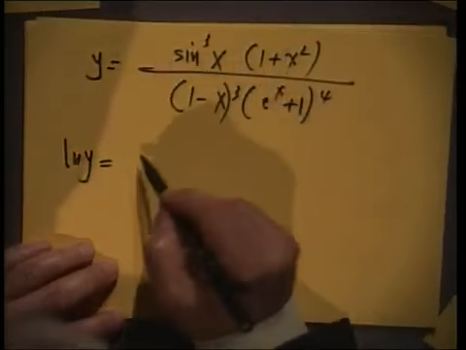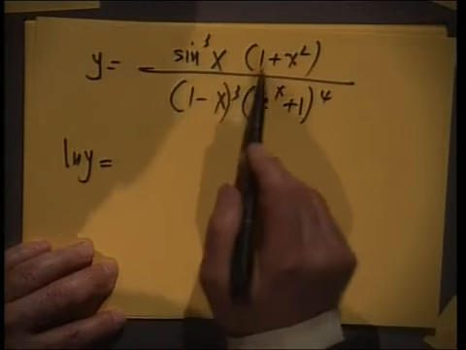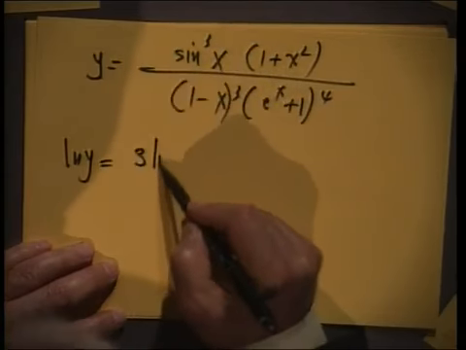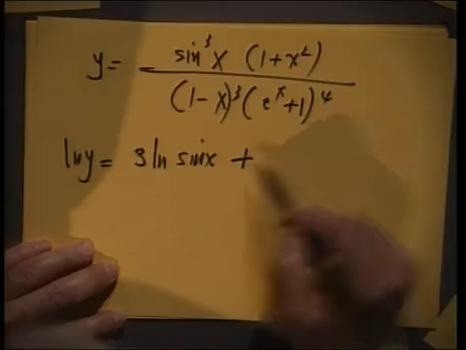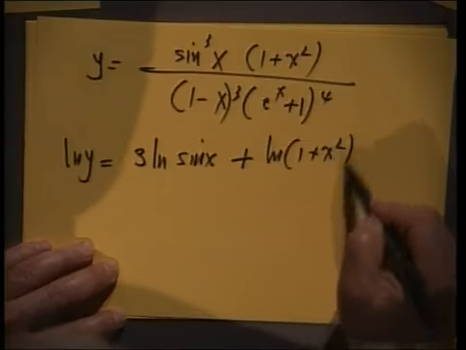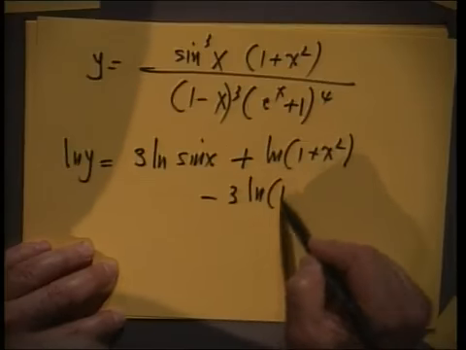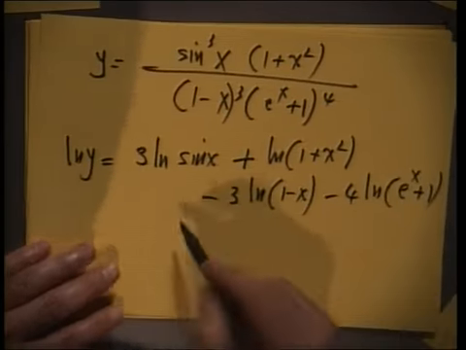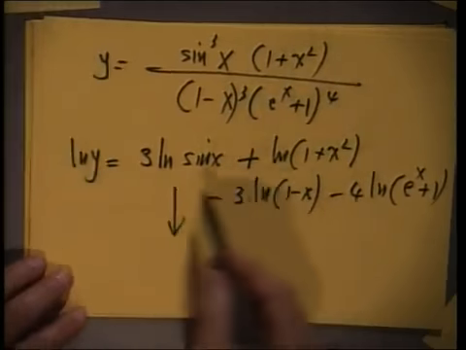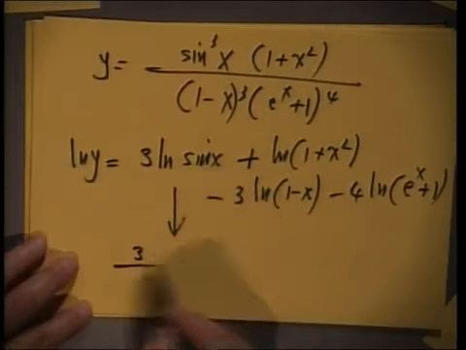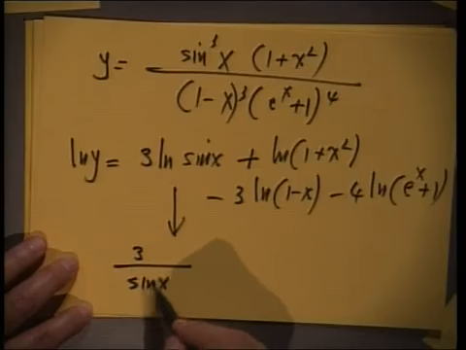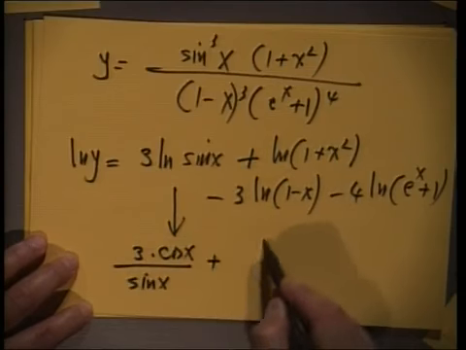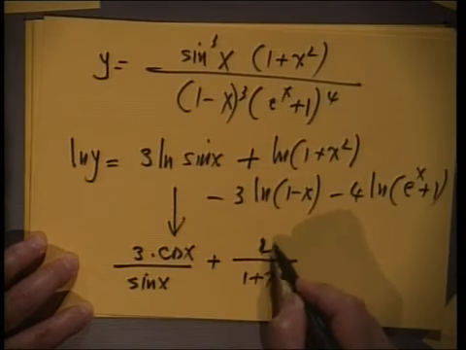Logarithm of this minus this. Logarithm of a product is equal to the logarithm of this plus the logarithm of this. And the logarithm of sine cubed is equal to 3 times logarithm of sine x plus the logarithm of 1 plus x squared, minus 3 times the logarithm of 1 minus x, and finally minus 4 times the logarithm of e to the power x plus 1. And then you proceed forward. For example, the first one is easy because it's 3 logarithm with respect to u. The derivative of ln sine x is 1 over sine x times the derivative of sine, which is cosine. It means 3 cotangent, etc. And you keep on going this way, times the derivative 2x, etc.